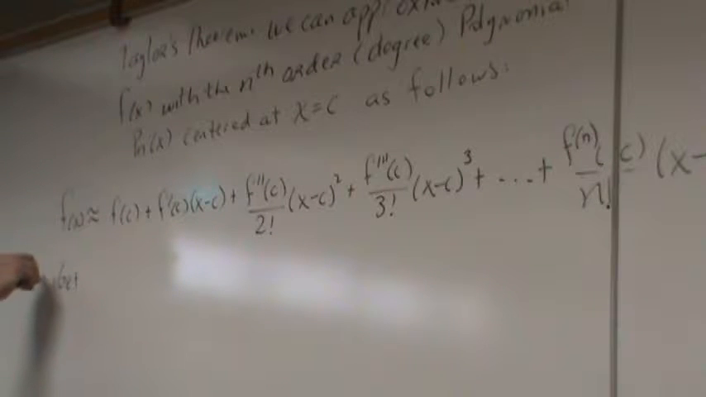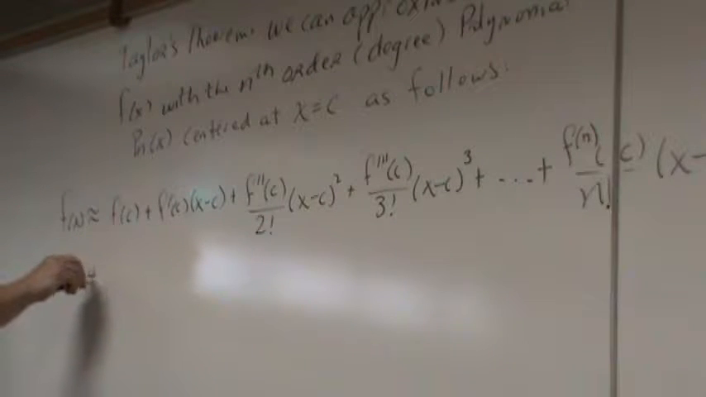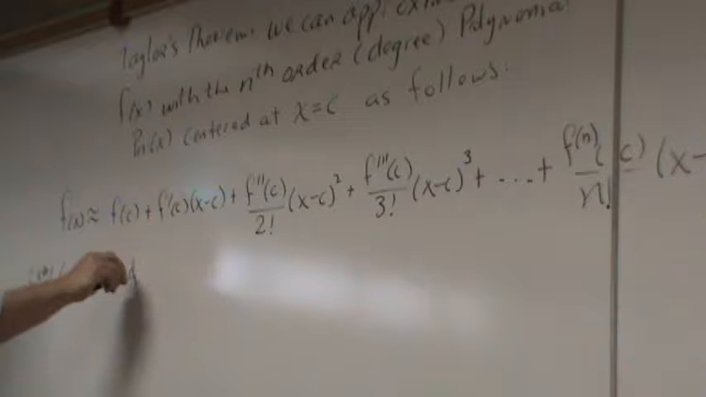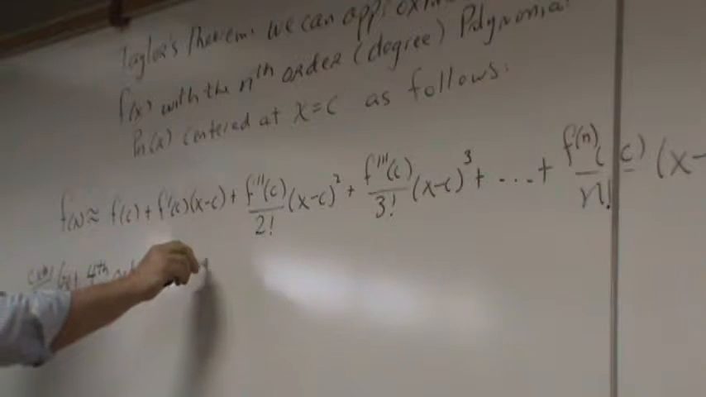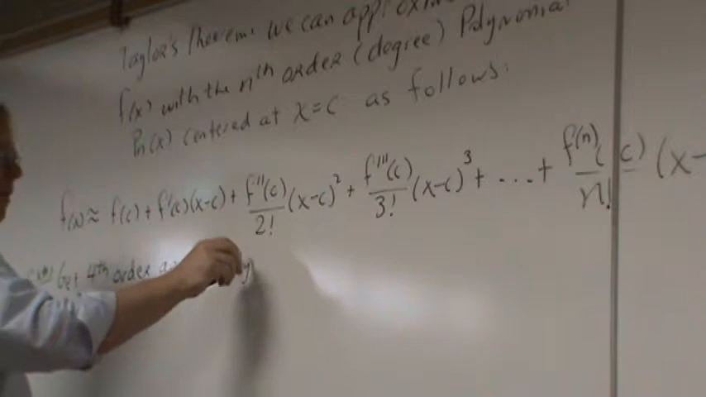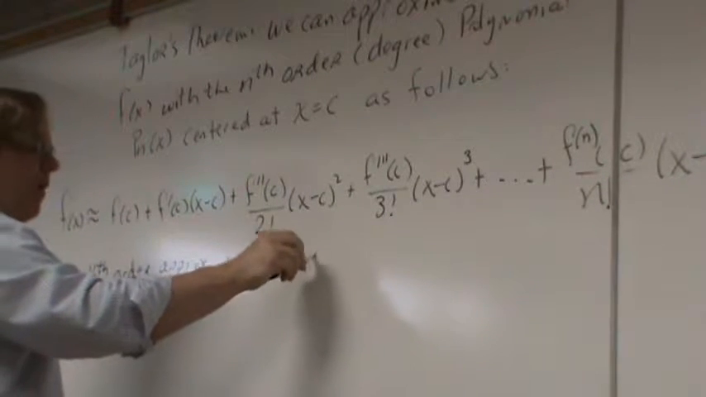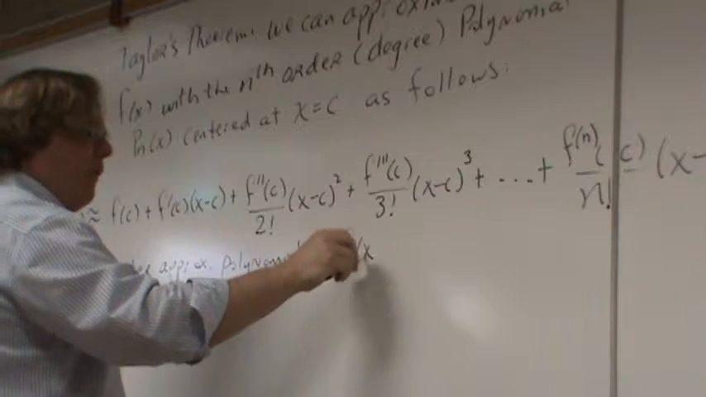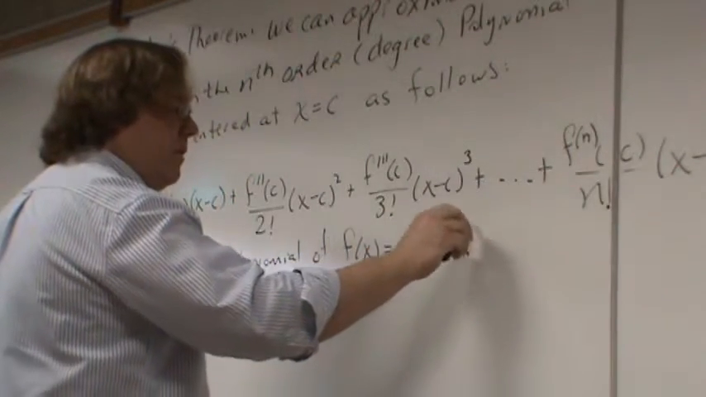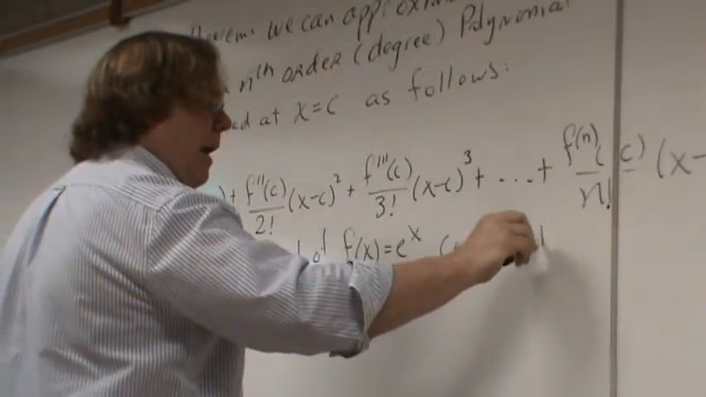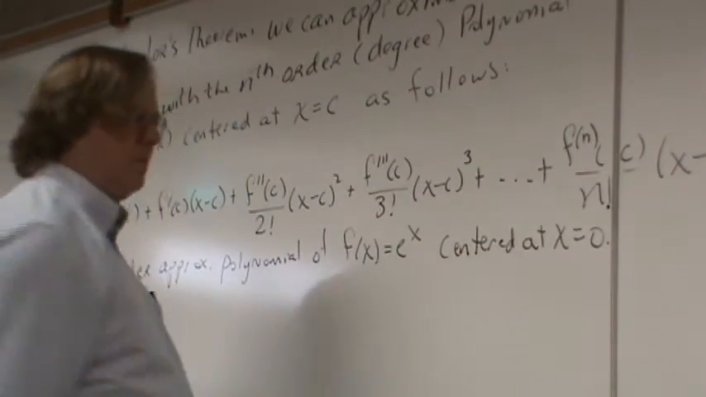Here's example number 1. Get the fourth order approximating polynomial of f of x equals e to the x, centered at x equals 0.